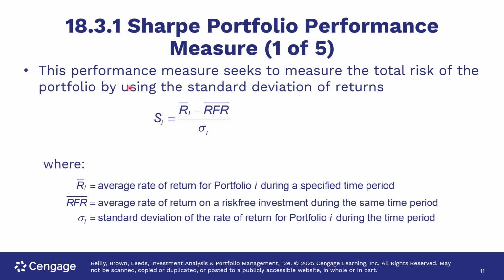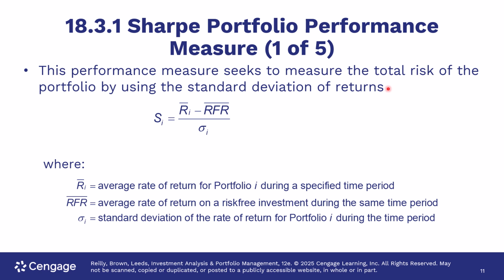This performance measure seeks to measure the total risk of the portfolio by using standard deviation of returns. Remember, we had this discussion earlier in the semester. Sigma, which is standard deviation of returns, measures total risk. What two types of risk make up total risk? Unsystematic risk, which we can diversify away, and systematic risk, which we cannot diversify away.